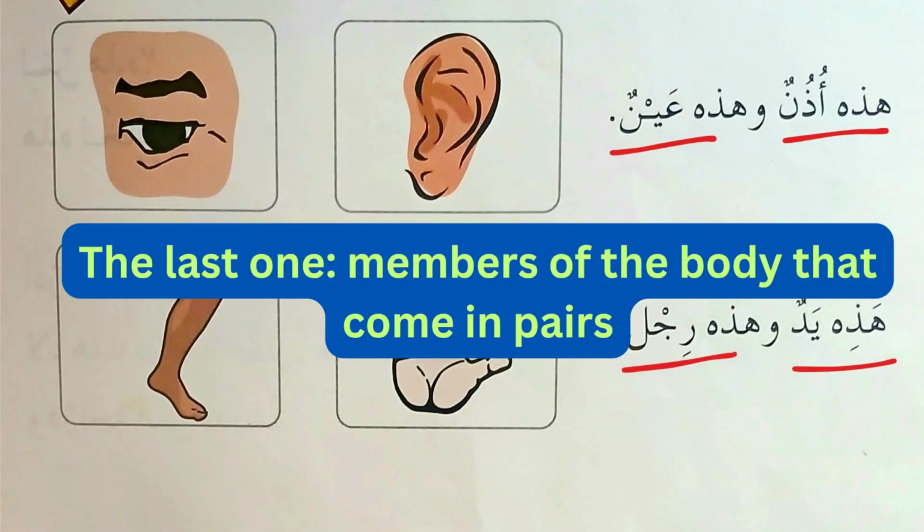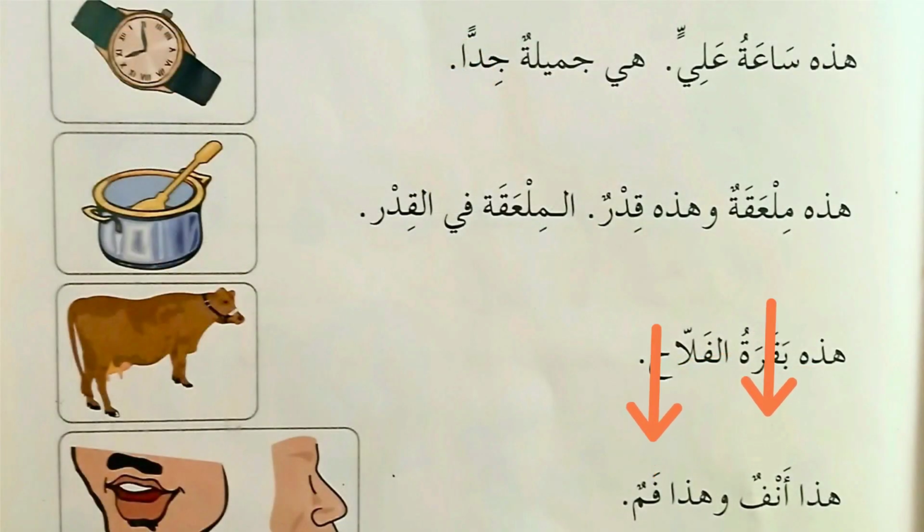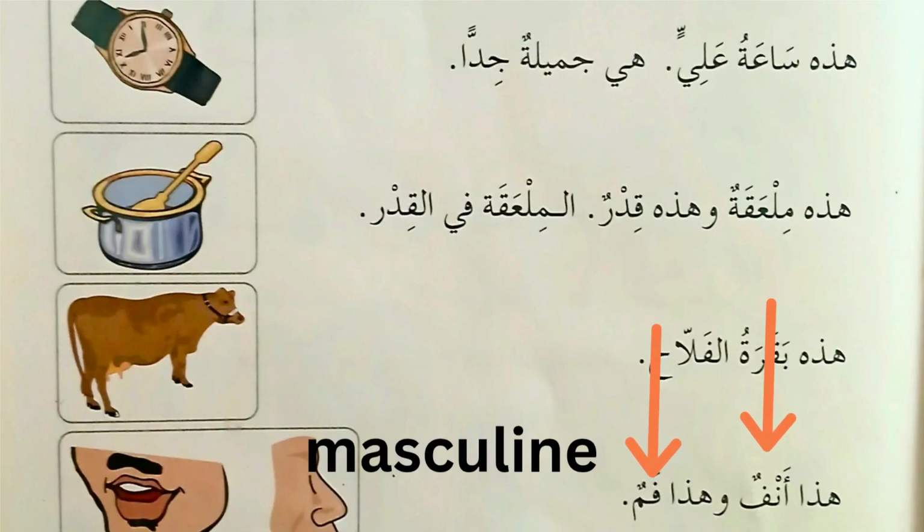The last one: members of the body that come in pairs. Look at the text. Udhunun, ainun, yadun, rijlun. All of these are treated as feminine, which is why the text uses hadhihi. To recap, body parts that come in pairs are usually feminine. Body parts that are single, like anfun and famun, are usually masculine.